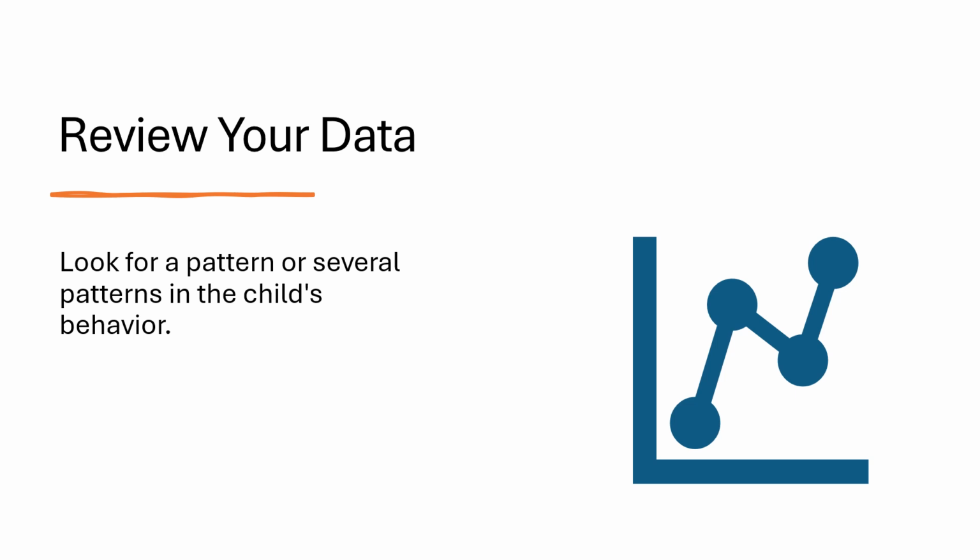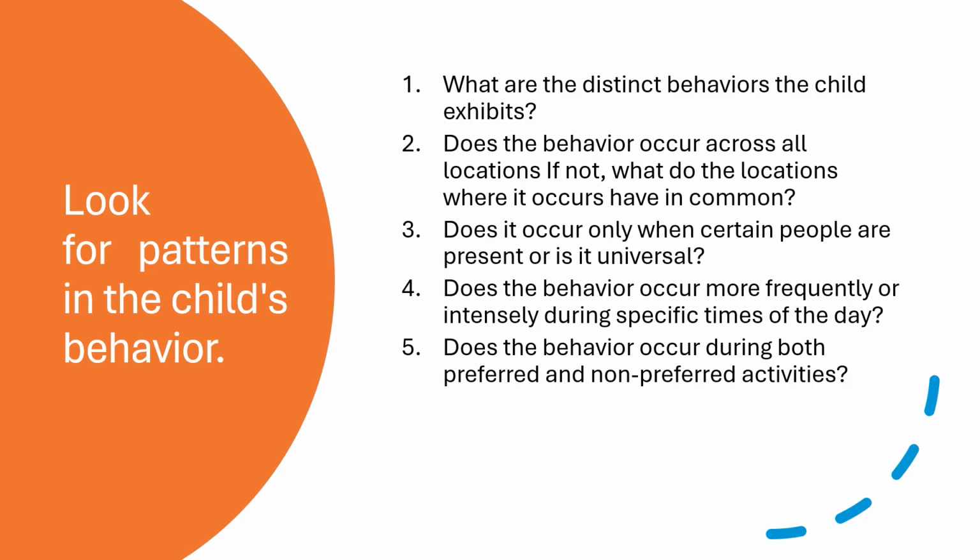Review your data. We're looking for a pattern or several patterns in the child's behavior. What are the distinct behaviors the child exhibits? Does the behavior occur across all locations? If not, what do the locations where it occurs have in common? Does it occur only when certain people are present, or is it universal? Does the behavior occur more frequently or intensely during specific times of the day? Does the behavior occur during both preferred and non-preferred activities?